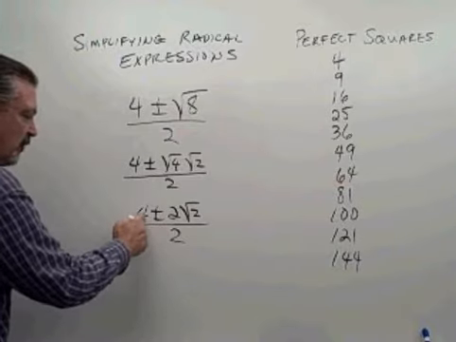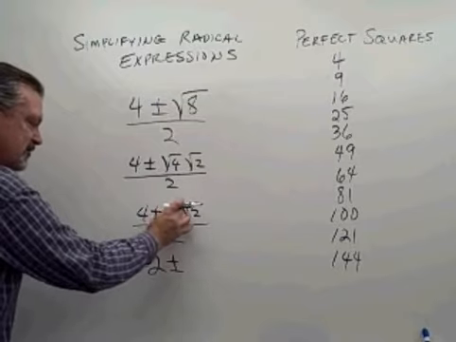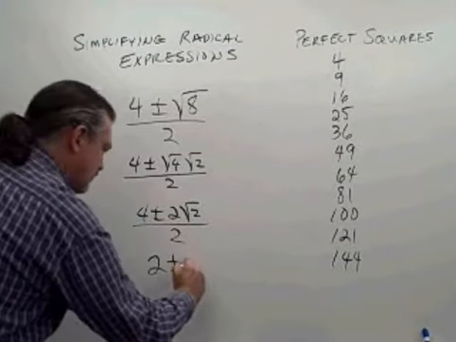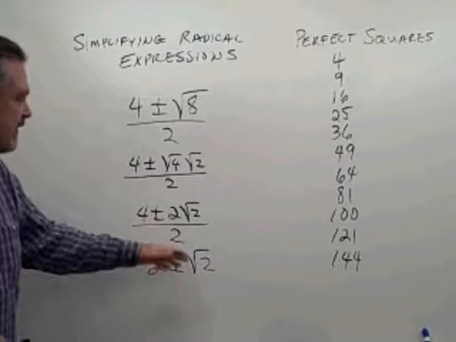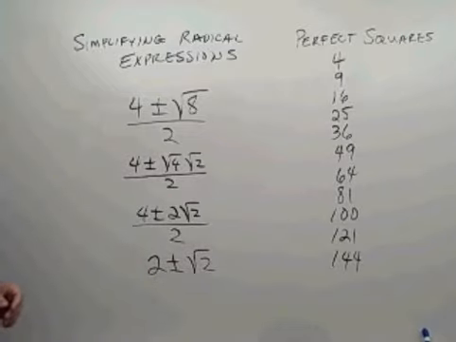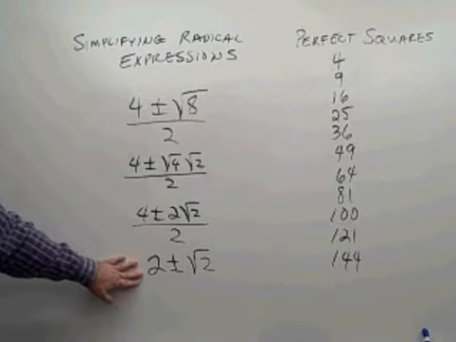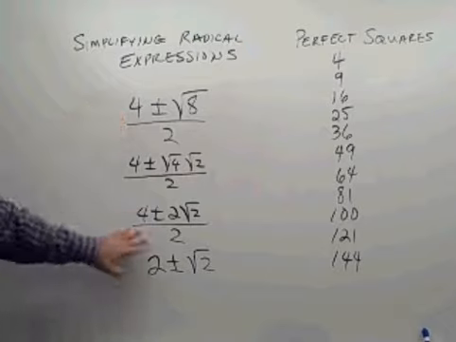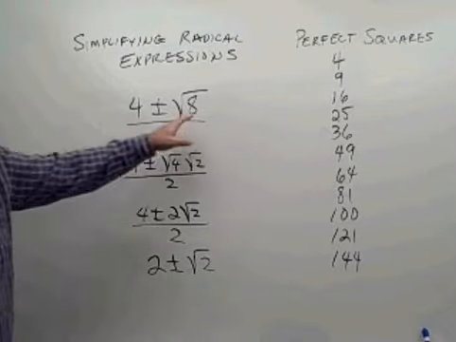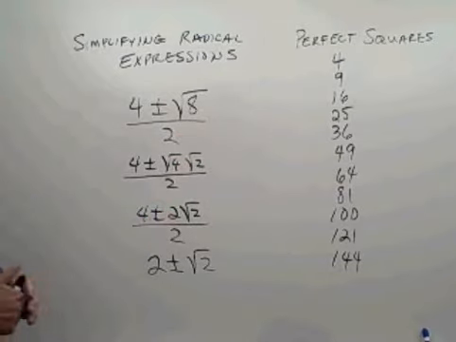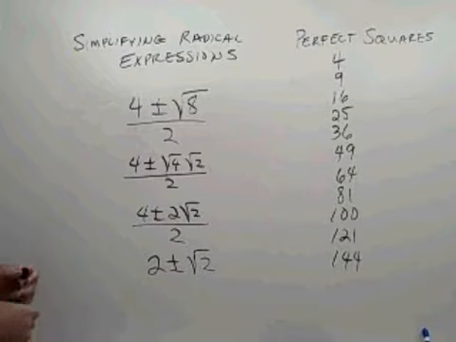2 divides into 4 2 times. 2 divides into the 2 one time. 1 times the square root of 2 is the square root of 2. And I have completely simplified that radical expression. This expression is equivalent to this expression. This is unsimplified. This is the expression in its simplified form. And the first thing to do was to simplify the radical expression, and then to see what further simplifying I could do of that new expression that I created.